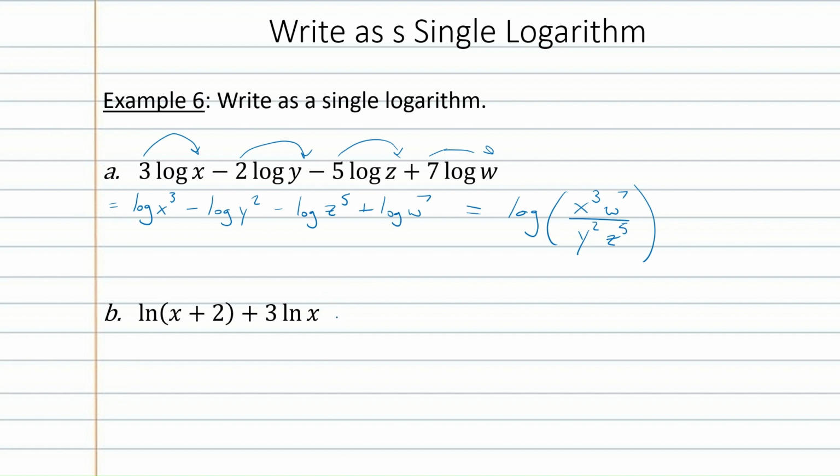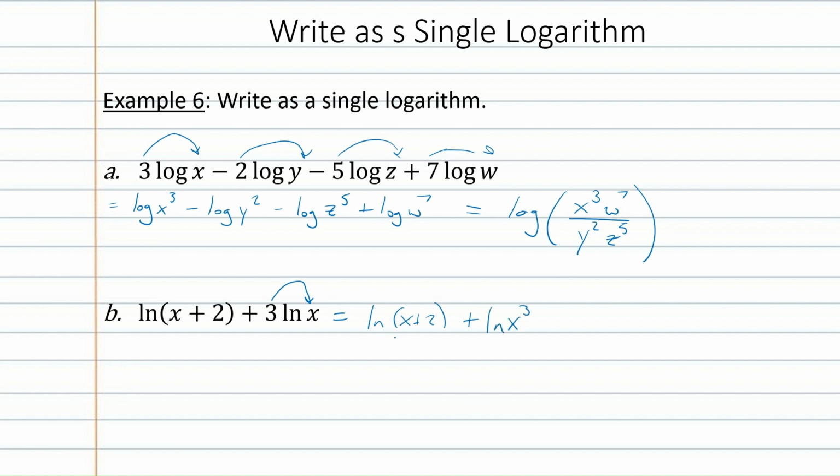Let's try it with the natural logs. I have the natural log of x plus 2 plus 3 times the natural log of x. Okay. Now, these are added. I do have to take care of this exponent here, move it back in first. So I'm going to go to the natural log of x plus 2, leave that alone for now, plus the natural log of x to the third power.